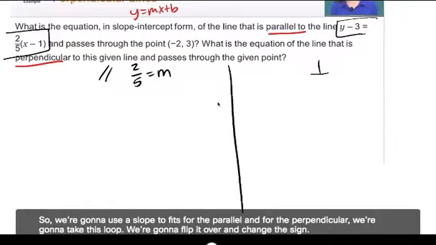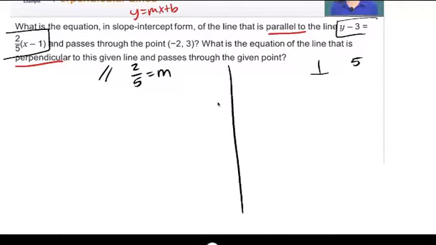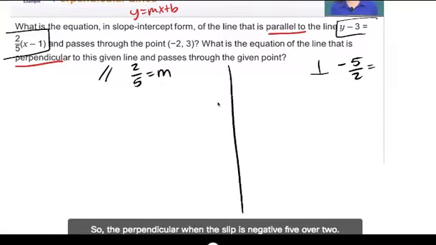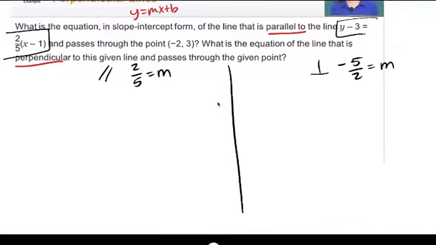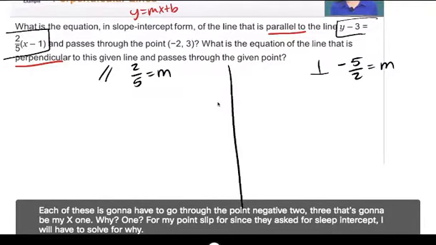And for the perpendicular, we're going to take that slope, flip it over and change the sign. So for the perpendicular one, the slope is negative 5/2. Each of these is going to have to go through the point negative 2, 3. That's going to be my x1, y1 for my point slope form. Then since they asked for slope-intercept, I will have to solve for y.